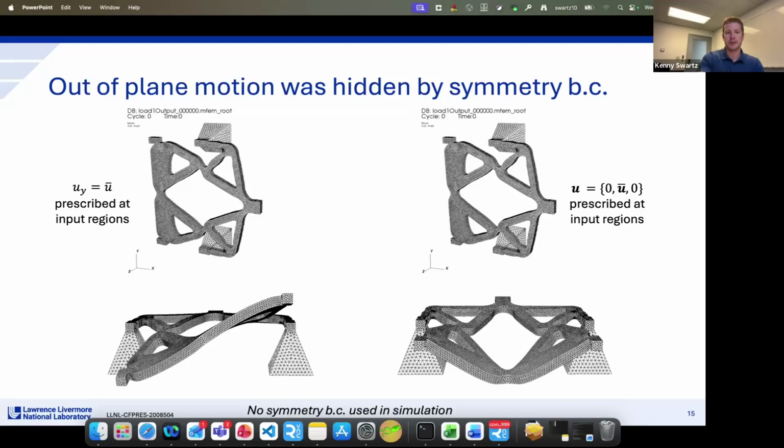And so that was one thing we had to look at: how do we overcome this out-of-plane motion that's completely killing the performance that we'd be predicting from our 2D code? So yeah, you can see these are just not behaving at all how we were hoping.